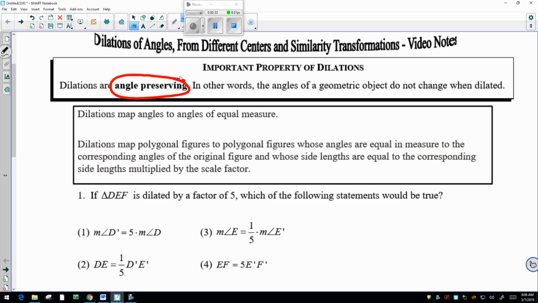Now, if we were to look at polygons, so some sort of a shape, it says dilations map polygonal figures to polygonal figures whose angles are equal in measure to the corresponding angles of the original figure, and the sides whose side lengths are equal to the corresponding side lengths multiplied by the scale factor. So a different way to say that is that the sides are in proportion. Oh, I can't spell today.